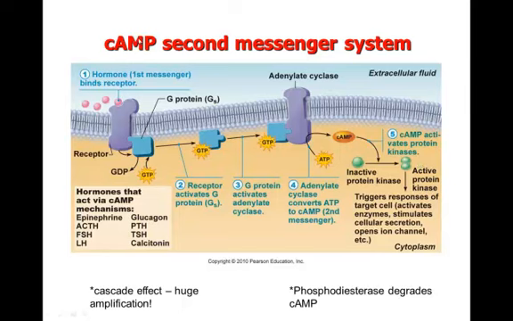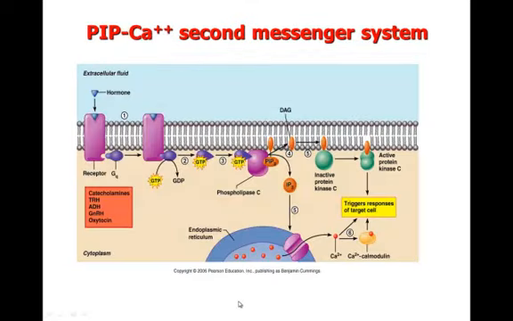So let's go into our second messenger system, which is the PIP calcium second messenger system. Now you don't have this picture in your book anymore, so you might want to print this page off. Here are some examples of some hormones that use this second messenger system. And again, please don't take any time memorizing which hormones do this. The point you want to take away is if you see these hormones here, then you know that these hormones are amino acid based hormones.